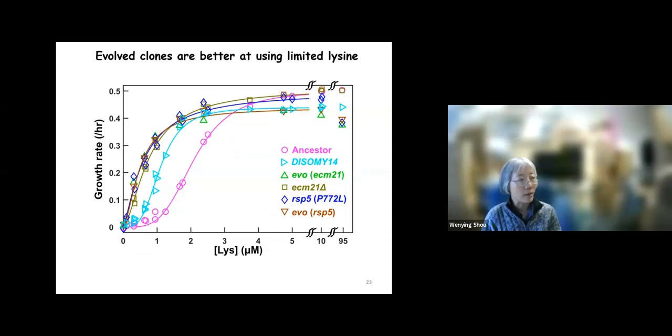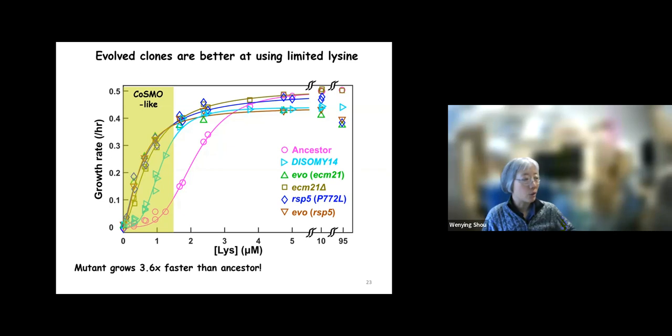So this is growth rate of ancestor and various evolved clones at different concentrations of lysine. We see that the ancestor grows like this, and the evolved ones grow much better than the ancestor at low concentrations of lysine, although many of them suffer fitness cost at high concentrations of lysine. So this is what's relevant to the community. In fact, from here we can deduce that mutants can grow 3.6-fold faster than the ancestor.